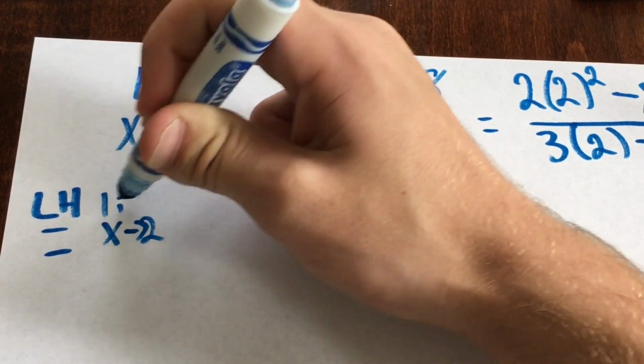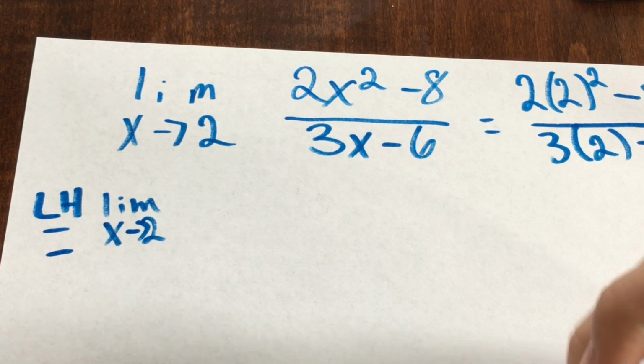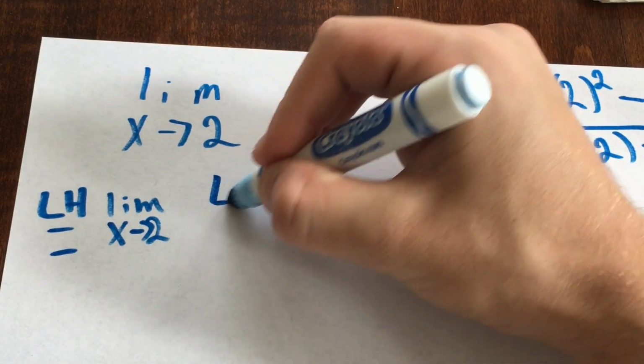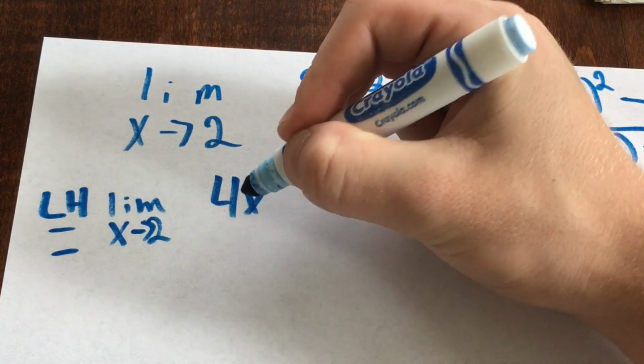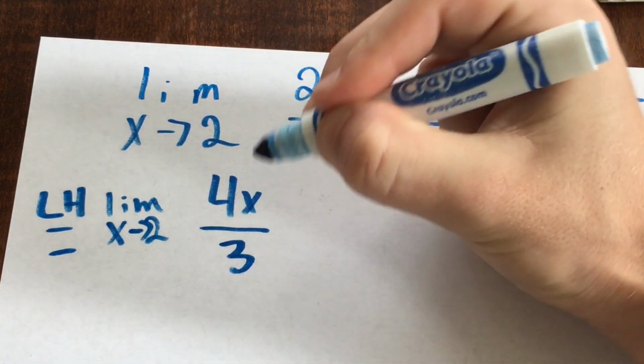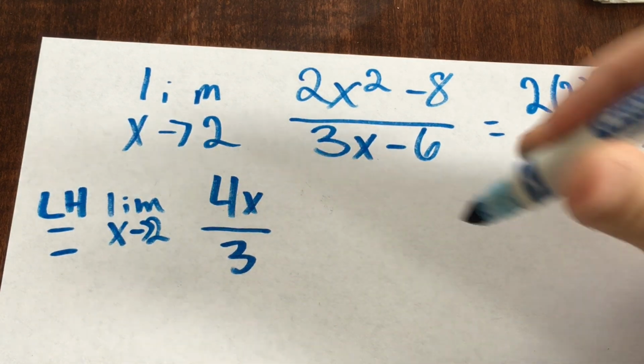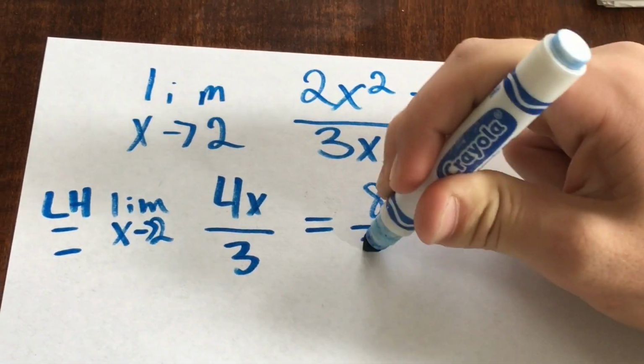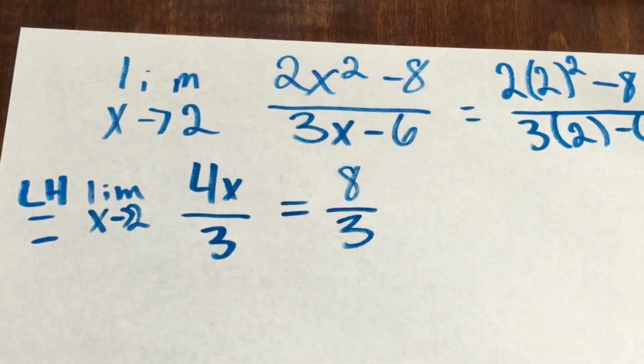We're going to use the power rule to find the derivative of each. The derivative of 2x squared equals 4x, and the derivative of 8 equals 0. The derivative of 3x equals 3, and the derivative of 6 equals 0. And you're going to plug in 2, and that's going to give you 8 over 3.